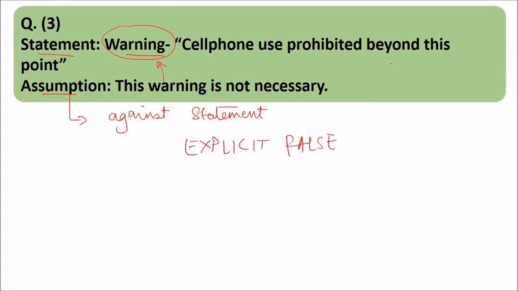So if someone says that this paper will get wet because of water, and the assumption says that water will not make the paper wet, right? So this is going against the statement, right? When such things are there, always remember the assumption is explicit. Assumption going against the statement, it is explicit. Moving to the next step.